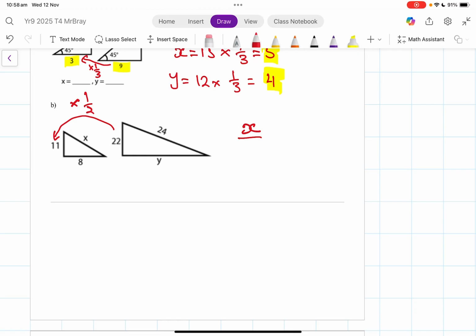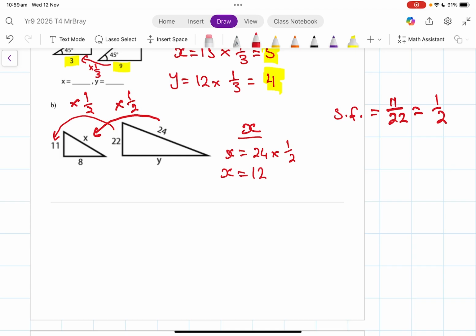Once again, if you were to work out the scale factor, going that direction, just to be clear, the direction matters, going that direction, it would be 11 over 22. So a half. So in this case for x, we would go from 24 to x, multiplying that by a half. So x is going to be equal to 24 times a half. Half of 24 is just 12. Okay, so that's our answer for x: 12.